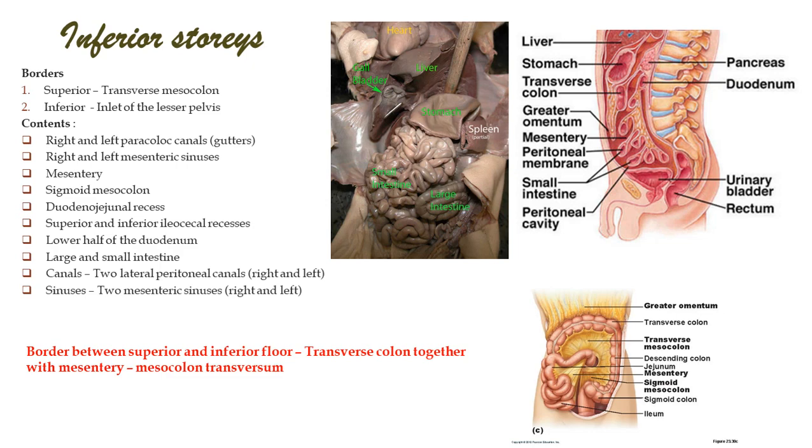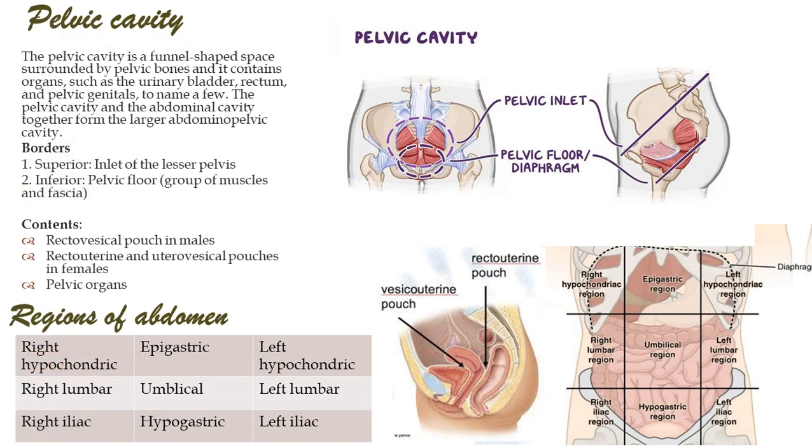Border between the superior and inferior floor: the transverse colon together with its mesentery, mesocolon transversum. Pelvic cavity. The pelvic cavity is a funnel-shaped space surrounded by pelvic bones, and it contains organs such as the urinary bladder, rectum, and pelvic genitals.